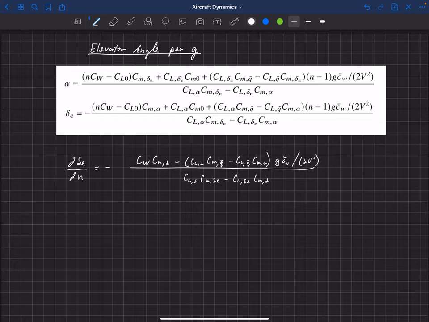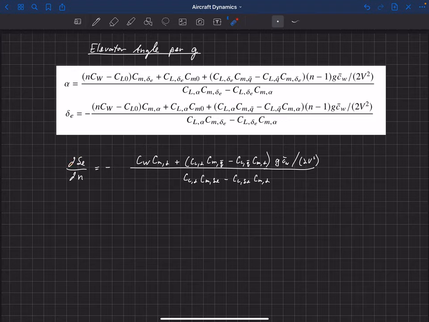Okay, so this is a closed form solution for the simplified case of a main wing and a horizontal tail. But in general, you could use CFD or wind tunnel data to estimate this elevator angle per G. Okay, you could use other means to get this.